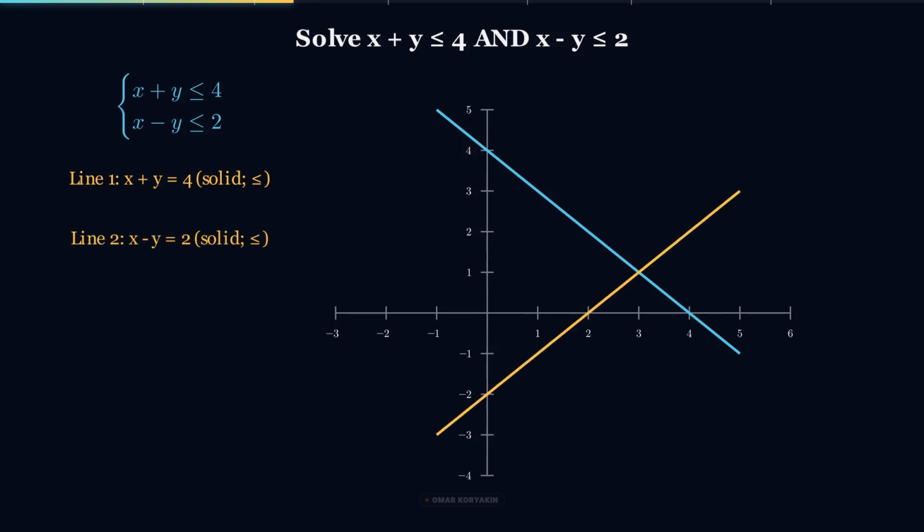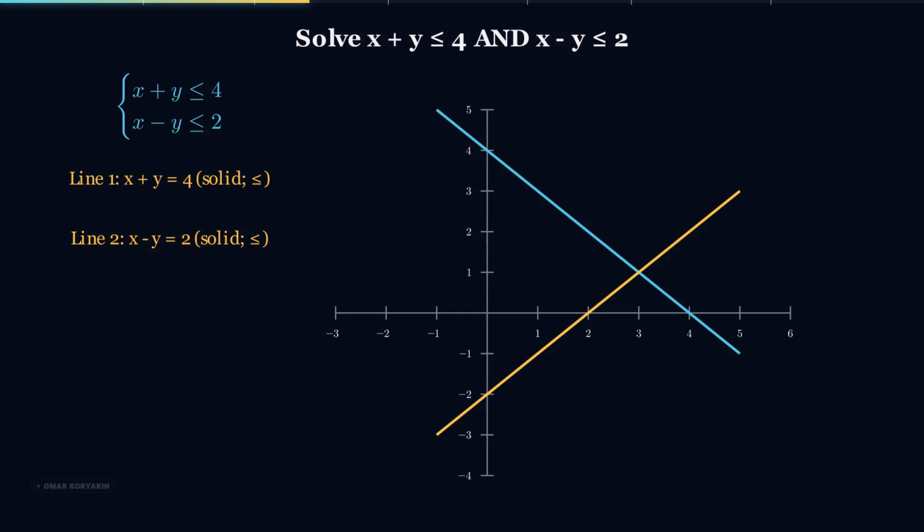Step 2. Graph the second inequality x minus y less than or equal to 2. Boundary line is x minus y equals 2, drawn solid. The line passes through (2, 0) and (0, negative 2). Test point (0, 0): 0 minus 0 equals 0, less than or equal to 2. True.